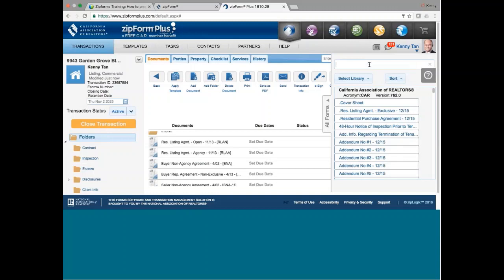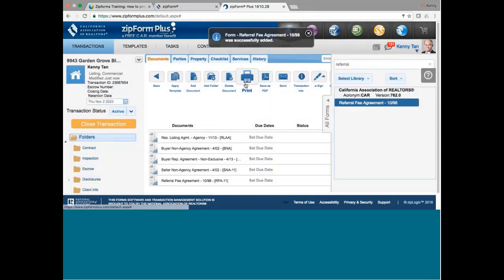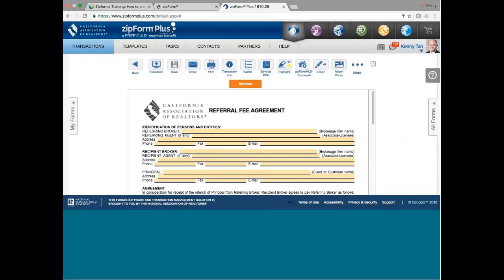Let me see if I can find anything else. Referral fee agreement. I want to talk about referral fee agreement. I think it's important to know about it. It's always good to have any kind of referral fee arrangement in writing. Whenever you deal with a non-agent, or even when you deal with an agent, it's not a bad idea to have a referral fee agreement.